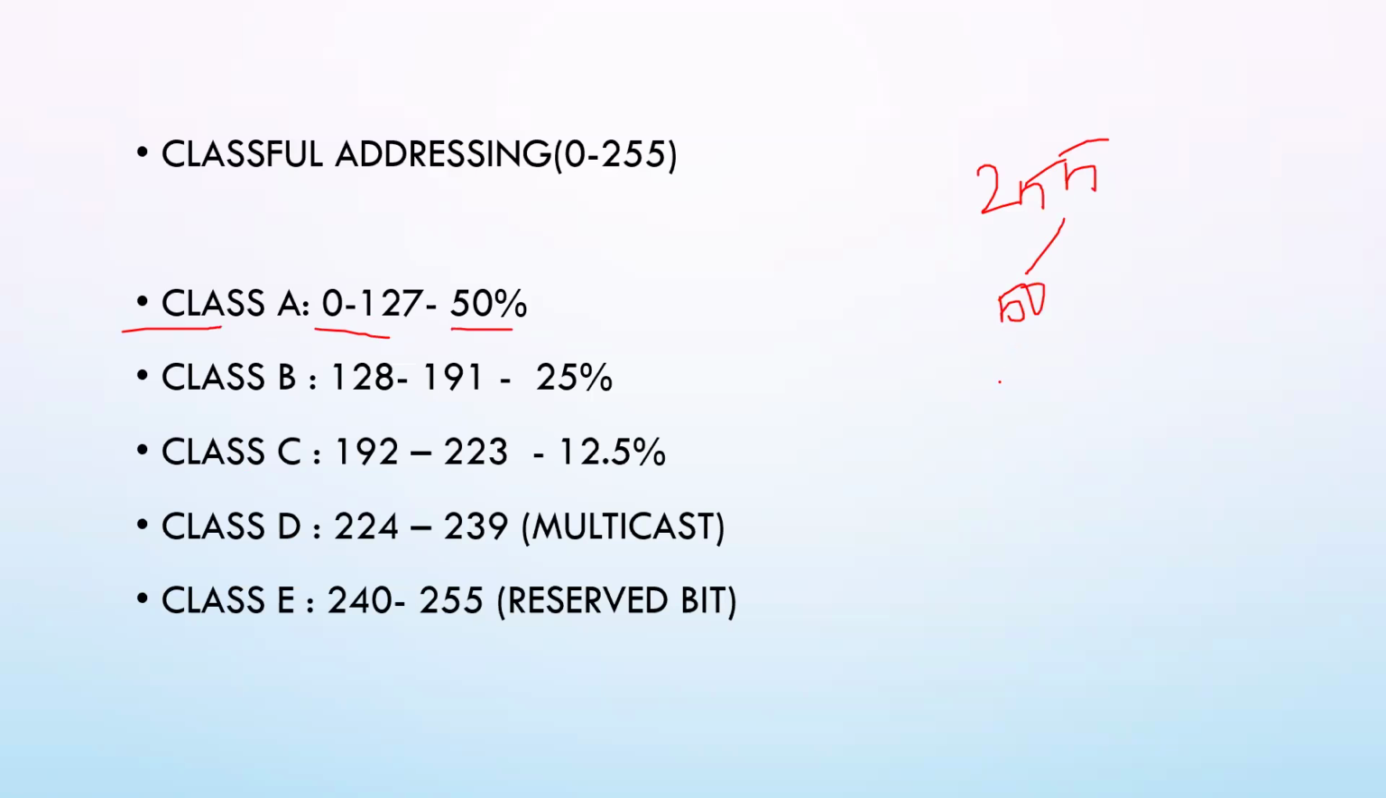And this we have to make it half of. This is actually 25 percentage. This is 25, this is actually 100 percentage. Yes, 25 percentage. So this one we can say this is class B. Next one, this we can divide, 12.5 percentage, that we can see is class C. And class D is multicast, we used to say, class E reserved beta.